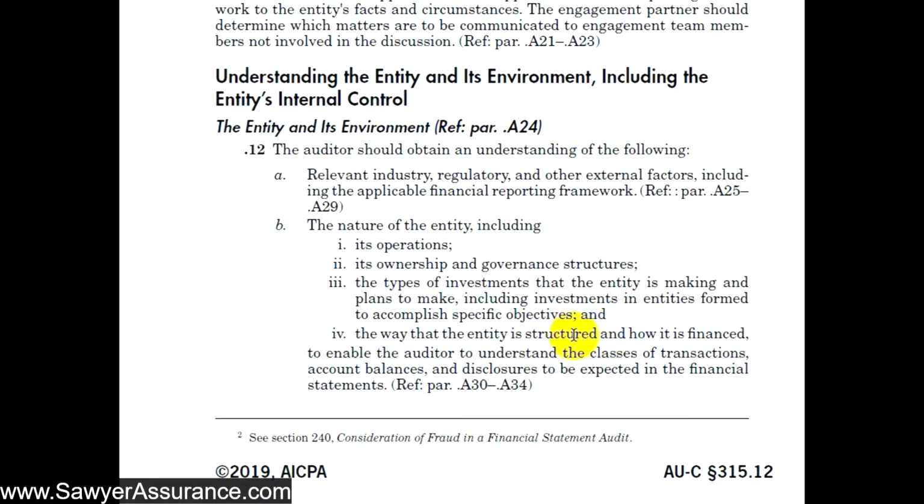Also, understanding how it's structured would help us understand whether, for instance, if the type of entity is a C corporation, then we would expect we might have to do some work related to deferred tax liabilities or assets. But if it's an LLC or another type of pass-through entity, we might expect there not to be any tax expense or balance sheet accounts. But there are specific accounting standards for LLCs that we would need to follow. So anyway, each of these little bullet points help us to determine a lot about the entity under audit. So let's go down to sections A30 through 34 for some more color on how we might go about fulfilling this requirement.